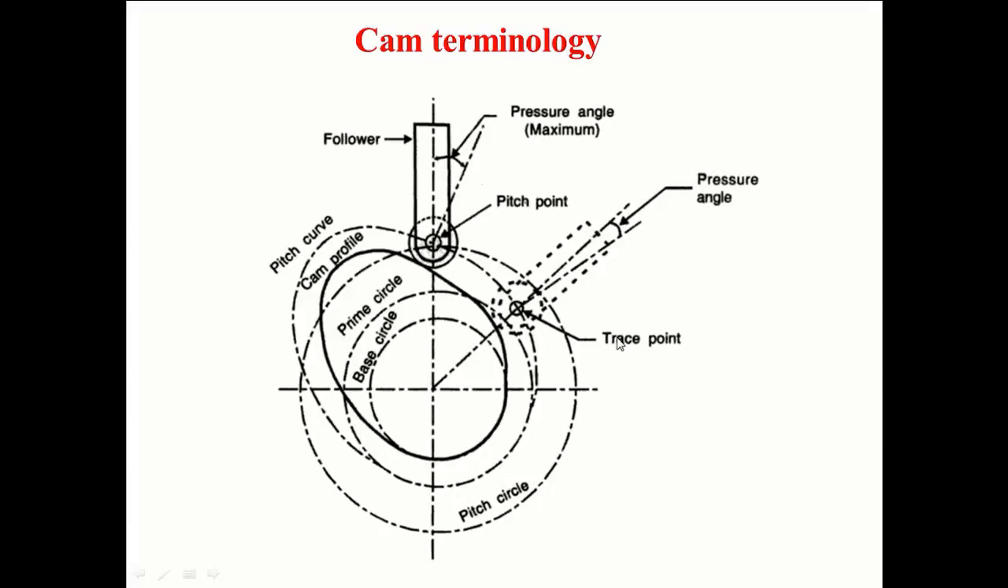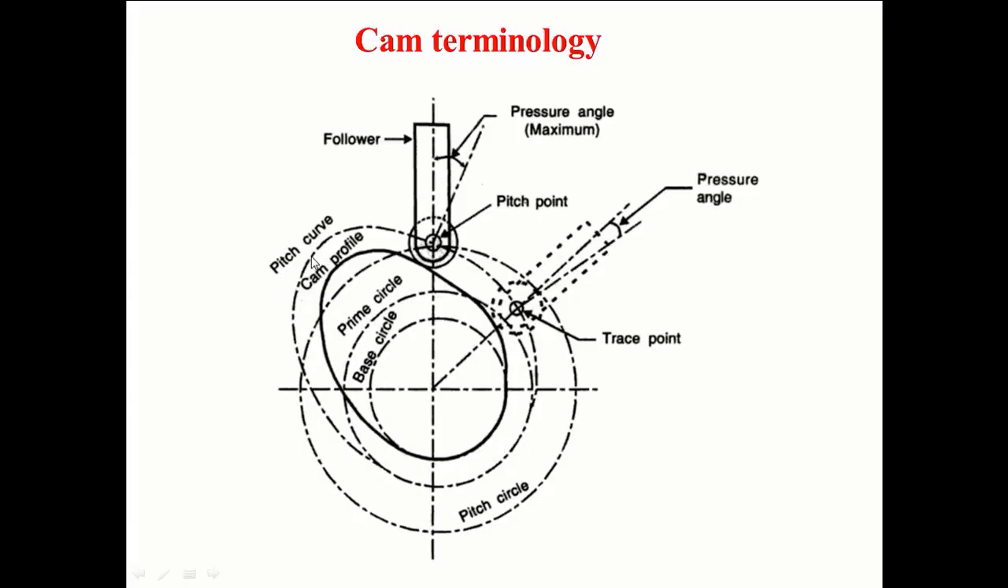Then we have trace point. Trace point is a reference point on the follower. Trace point will be the knife edge in case of knife edge follower, and it will be the center of the roller in case of roller follower. The curve which is passing through the trace point and parallel to the cam profile is called the pitch curve.